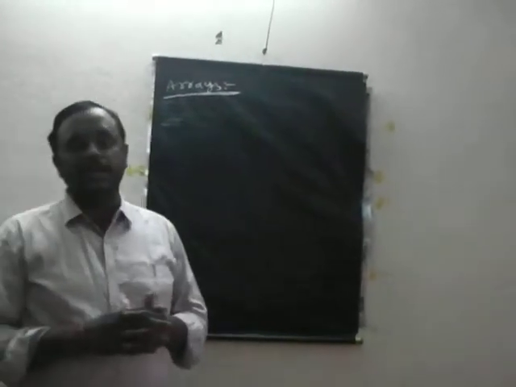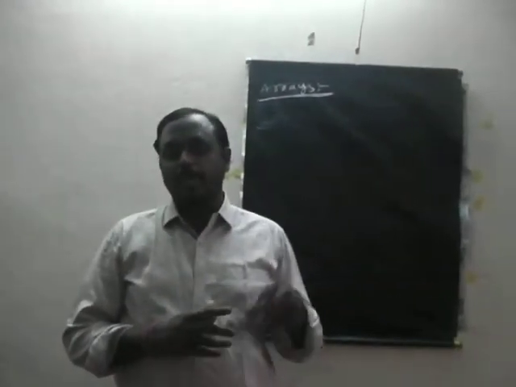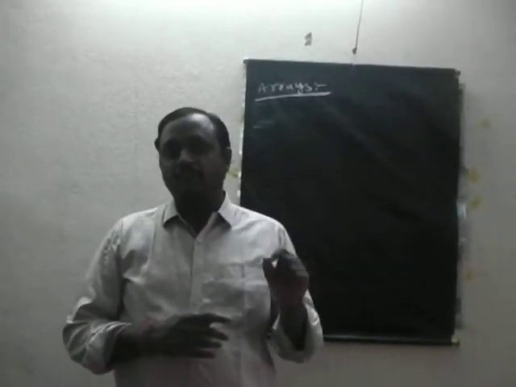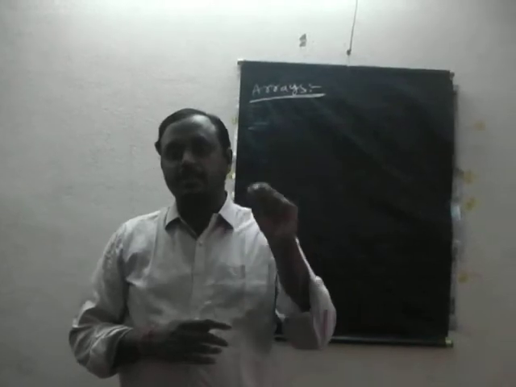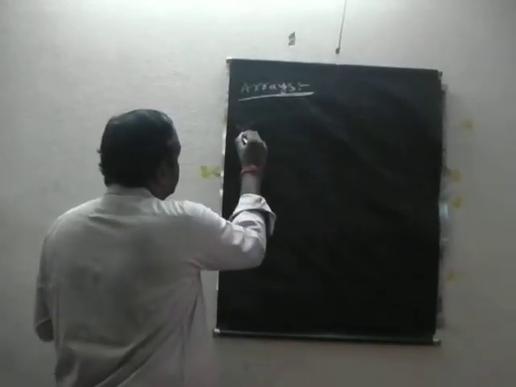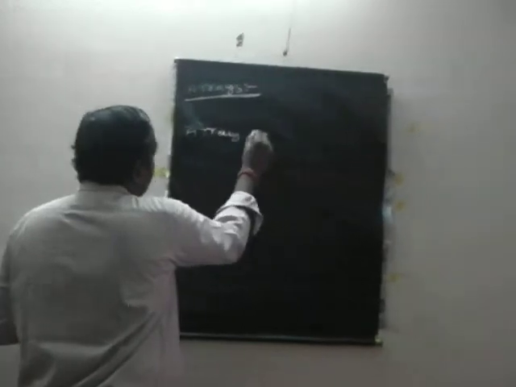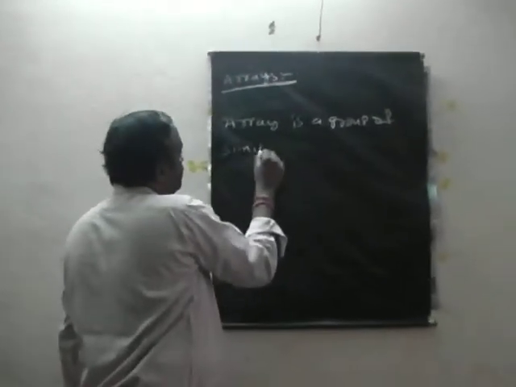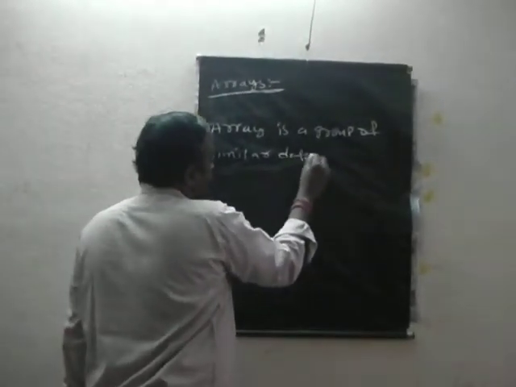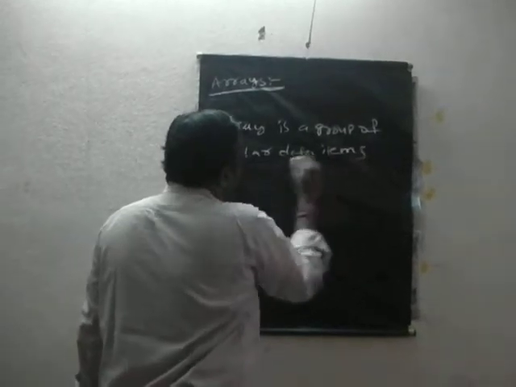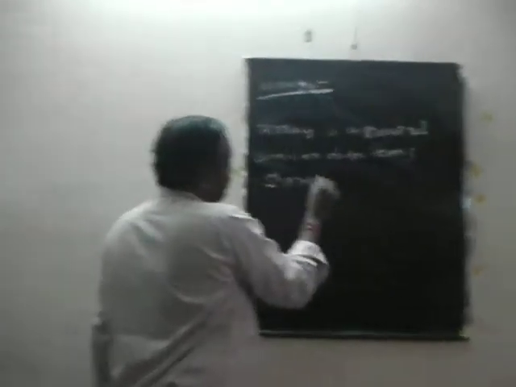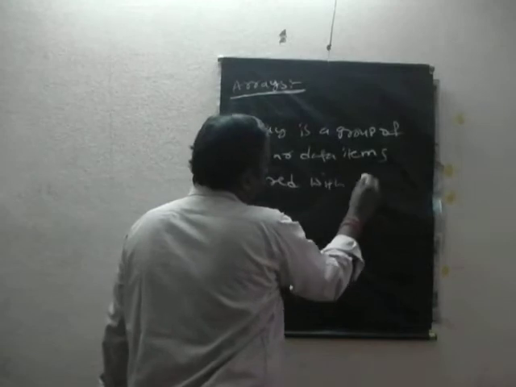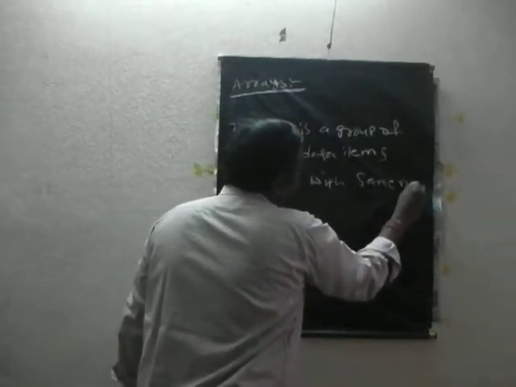So what do you mean by array? Actually, an array is a group of similar data items shared with the same name. Again I repeat, an array is a group of similar data items shared with the same name. So I write the definition here. Listen everyone, an array is a group of similar data items shared with the same name. Let me explain.